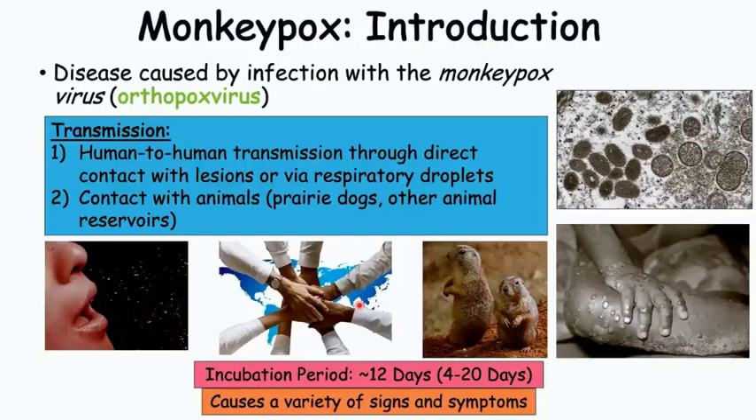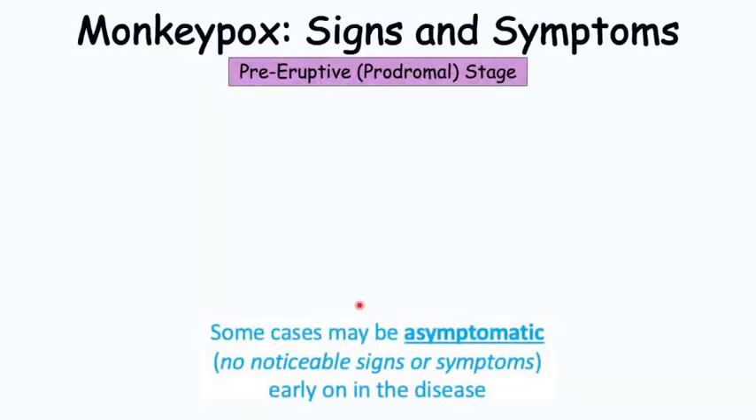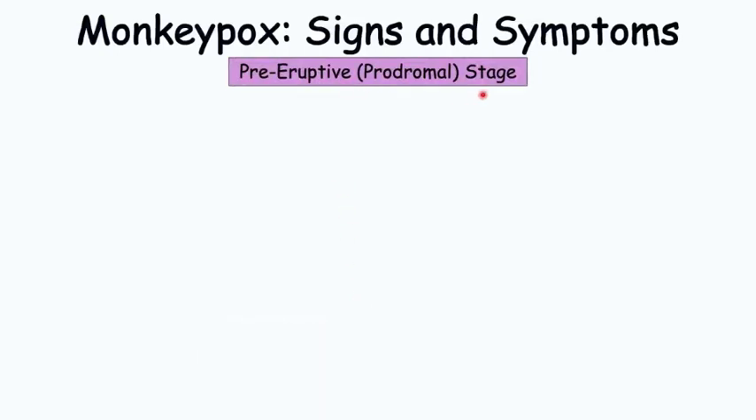And this virus actually causes a variety of signs and symptoms, and we're going to talk about those as we go through this lesson. So looking at the signs and symptoms of monkeypox, we break this condition down into 2 stages: the pre-eruptive or prodromal stage and the eruptive or exanthem stage. What do those terms mean? So pre-eruptive means that it occurs before the eruption of the skin lesions. So before the rash occurs, it is the pre-rash stage. And this stage occurs 1 to 4 days prior to onset of the rash.